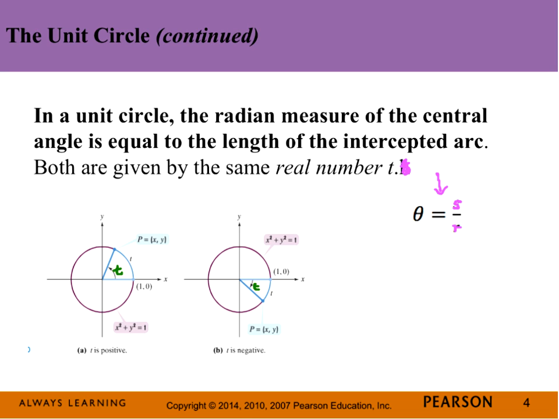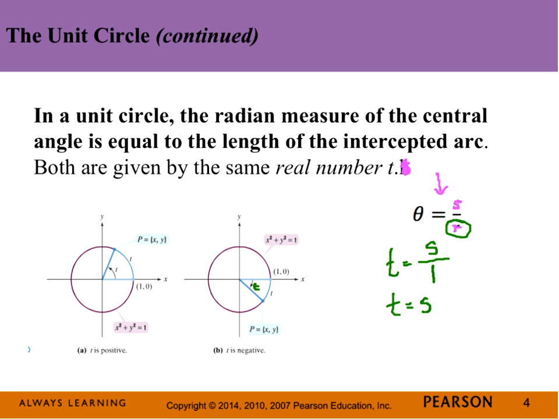So since we're dealing with the unit circle, our radius is 1. If I start working with this, I have theta, well, in the unit circle, we call that T, equals S divided by, I can plug in 1 for the radius, and anything divided by 1 is just itself, so I end up with T equals S. What does that mean in regards to my circle here? What that means is that the angle T is equal to my arc length when I'm dealing with the unit circle.